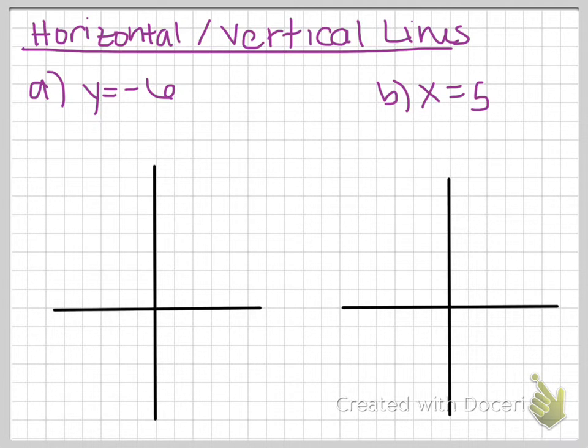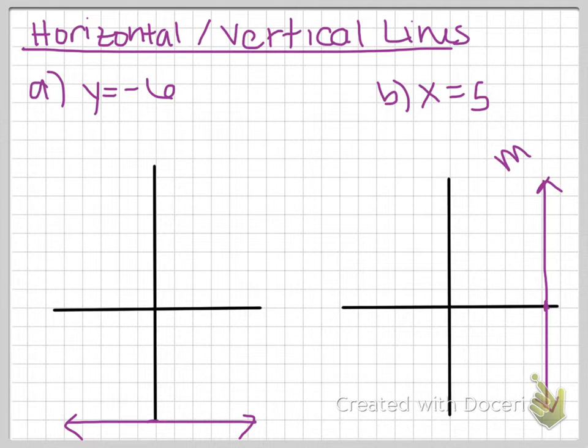A line that says y equals negative 6, we would go down to negative 6 on the y-axis, and you would draw a horizontal line. Might barely fit on my graph. So y equals are always horizontal. X equals are your vertical. So I go over to 5 on the x-axis. 1, 2, 3, 4, 5. And I put a little dot. And there is my x equals 5.